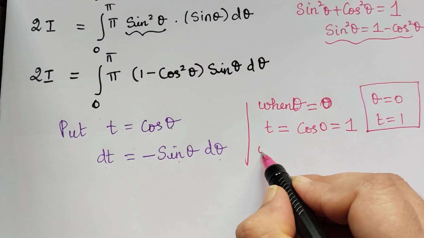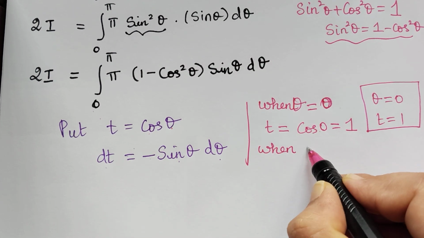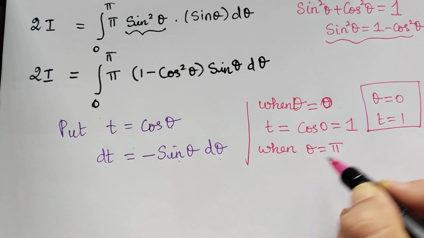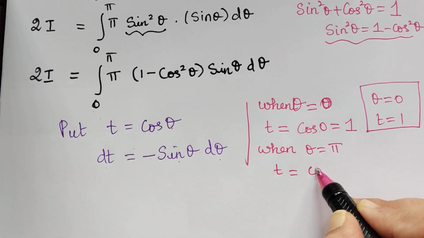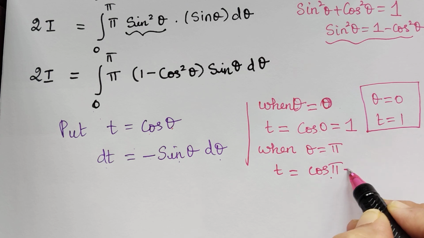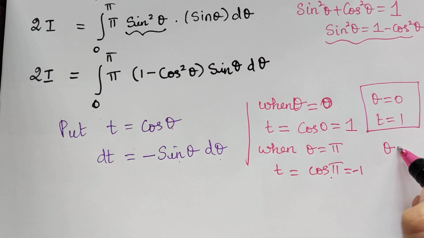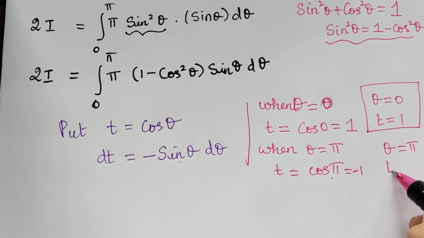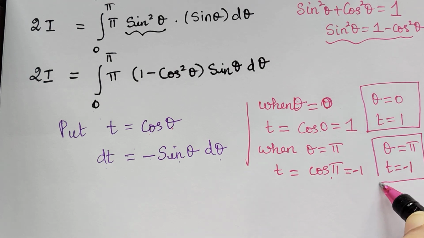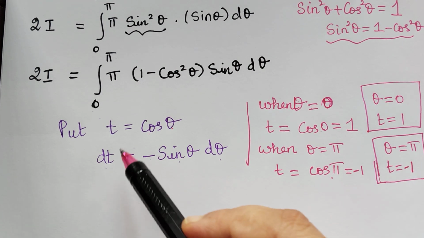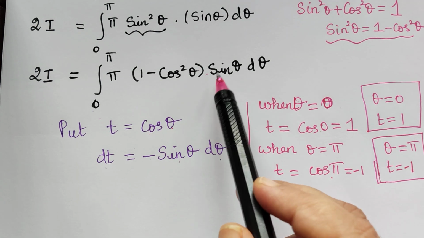What about the upper limit? The upper limit is pi. So when theta is equal to pi, what about t? So t will be equal to cos pi. But what is cos pi? It is equal to minus 1. So therefore when theta is equal to pi, t is equal to minus 1. So these are the changes in the limits. Now we shall substitute all this in this integral.